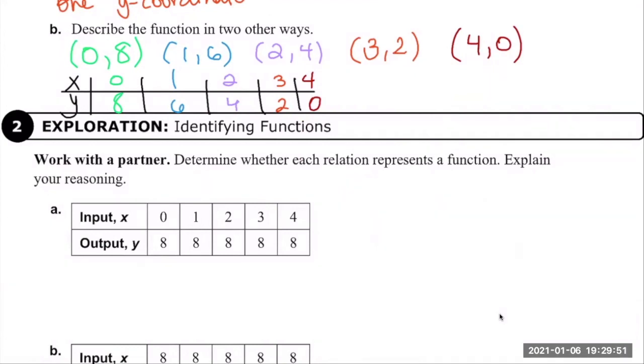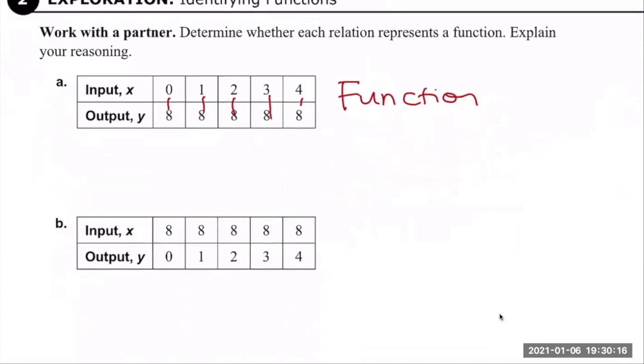So looking at this first one, we have 0 and 8. Okay, 1 and 8. 2, 3, 4. None of our x values are the same. The y's are the same, but that's okay. So we're going to say this one is a function, and it's because one input is paired with exactly one output.